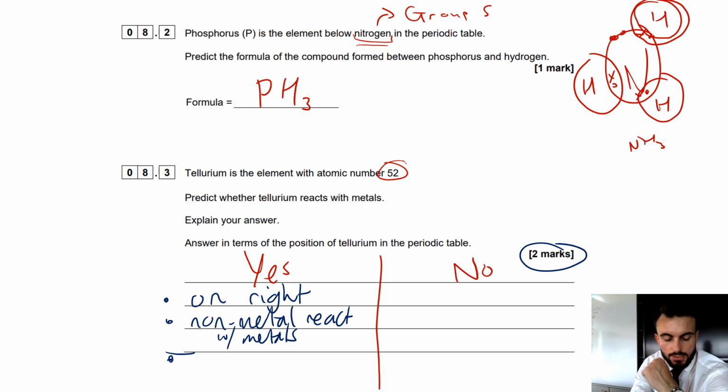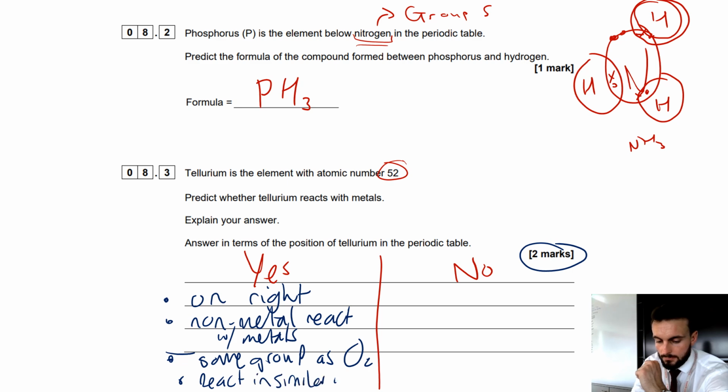You could also say it's in the same group as oxygen and sulfur, so will react in a similar way. Now there's reasons why you could say no. So you could say it's near the bottom of the periodic table, so it is a metal.